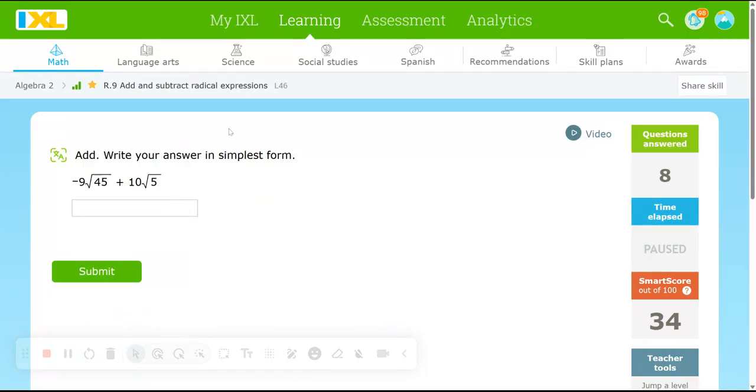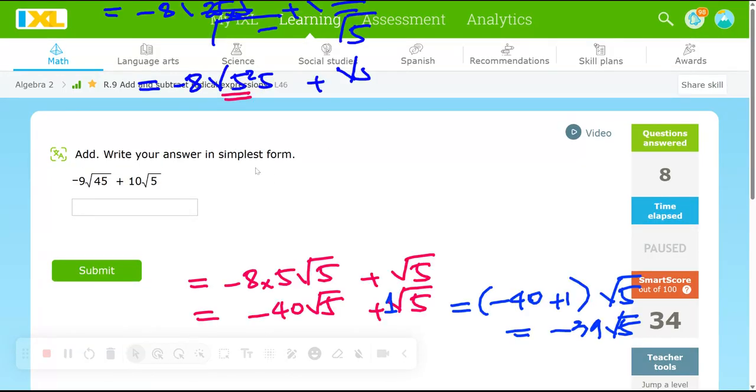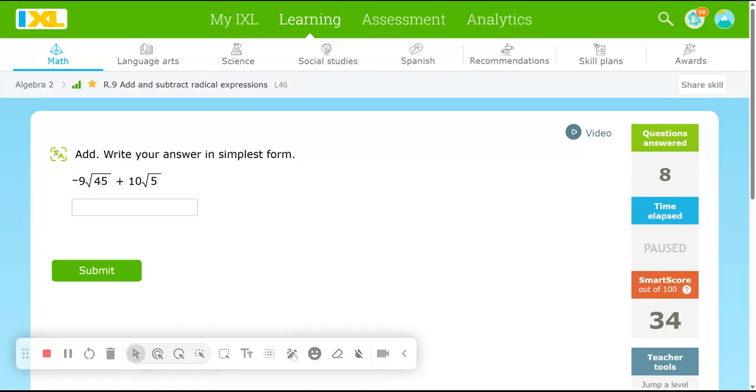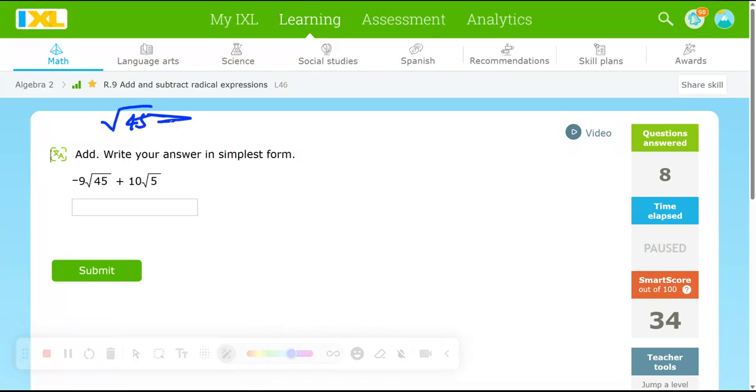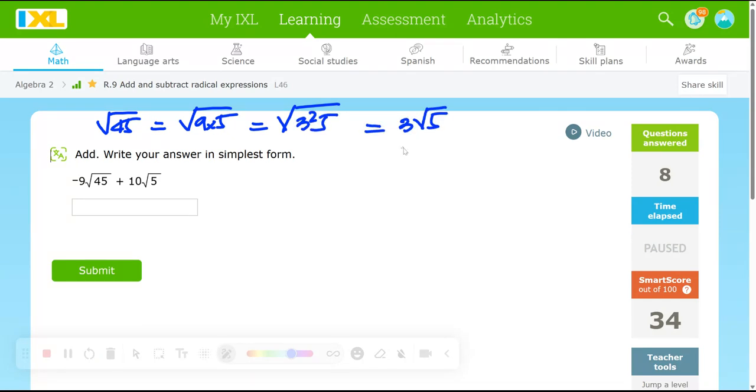So now, square root of 45. Let's clear this out first. Square root of 45, we've done it before. It's 9 times 5. Square root of 45 is 9 times 5. 9 is 3 squared. So now I can take the number 3 outside. So that's the square root of 45.